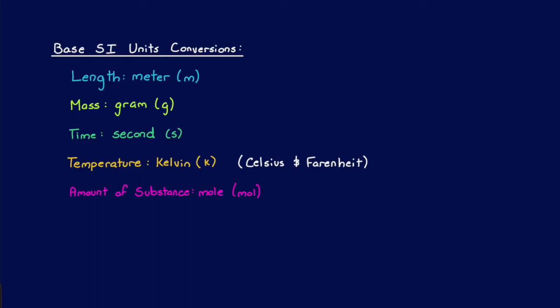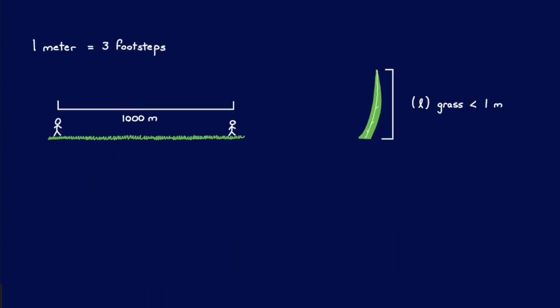And then for the amount of substance, that would be moles. And moles are really relative to that substance itself, and you'll see that later on in the course as well. So let's actually kind of understand why there will be some variations within the units and why there's prefixes.